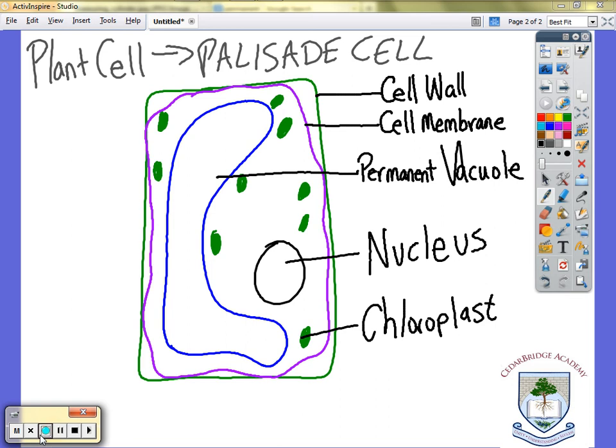Alright, so your basic plant cell has these parts. You have your cell wall, which is the outside portion. The cell membrane is the soft inside bag type section. You have your permanent vacuole, your nucleus, and your chloroplast. So that's your basic plant. And last but not least, cytoplasm. Gotta be in there. It is not in the vacuole, and it's not in between the cell wall and the cell membrane. So the cytoplasm is inside of the cell membrane.